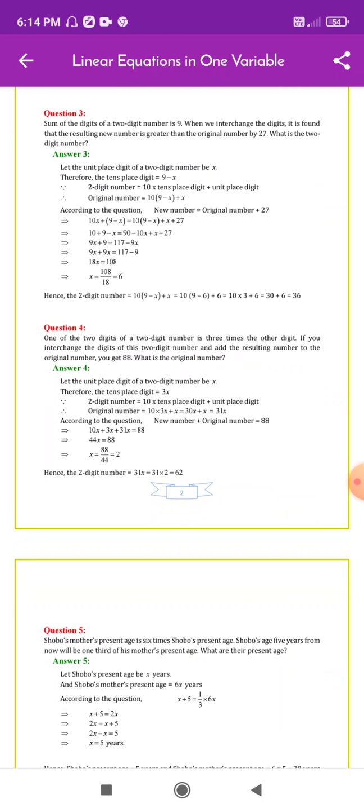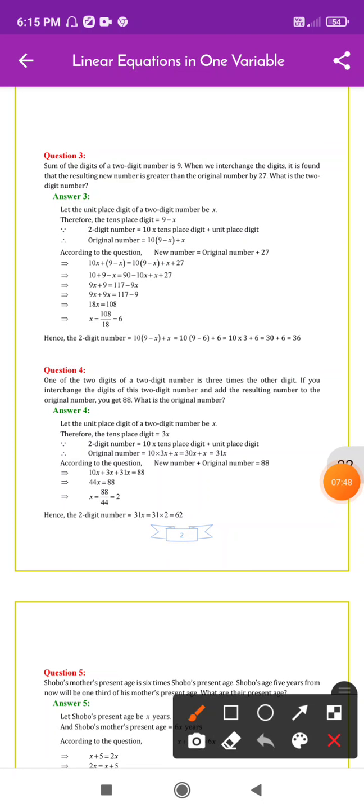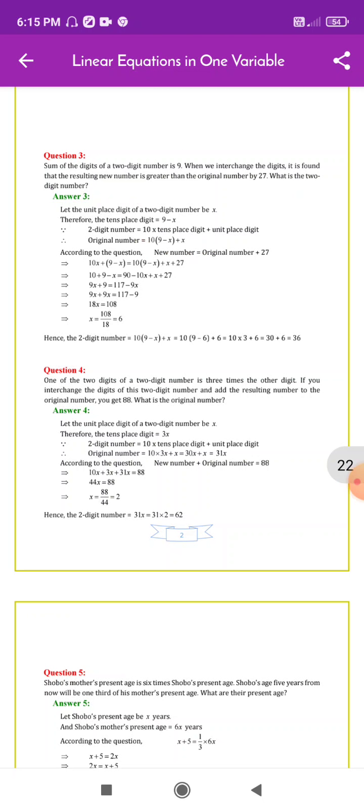Now according to the question, how are we going to do? See, new number is equal to this original number plus this 27 which is there in the question. Just see here, students, don't be confused. Okay, 27 is given. Now what we have to do, original number plus 27, we had formed this original number here. Now we have to add this original number with this 27. So let us see how we are doing. New number is equal to original number plus 27. So new number is how much, that is 10 into x plus 9 minus x, okay, equals to 10 into 9 minus x plus x plus 27.